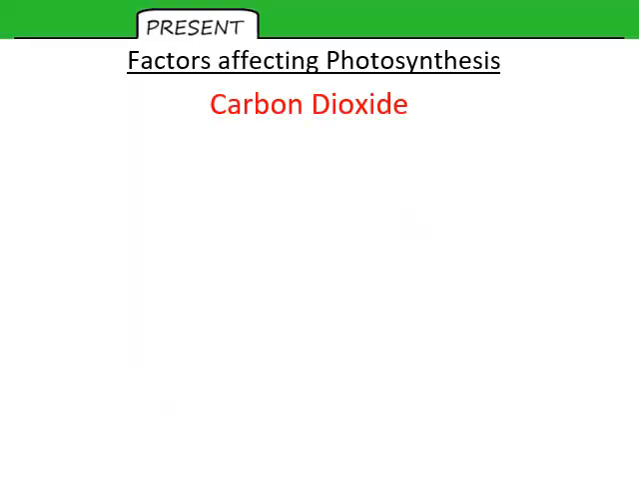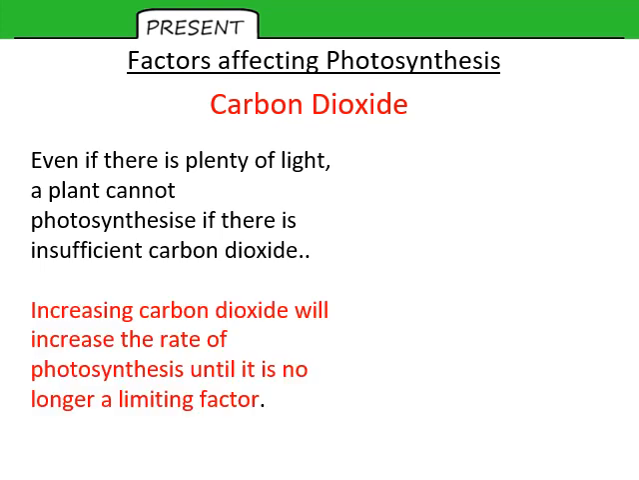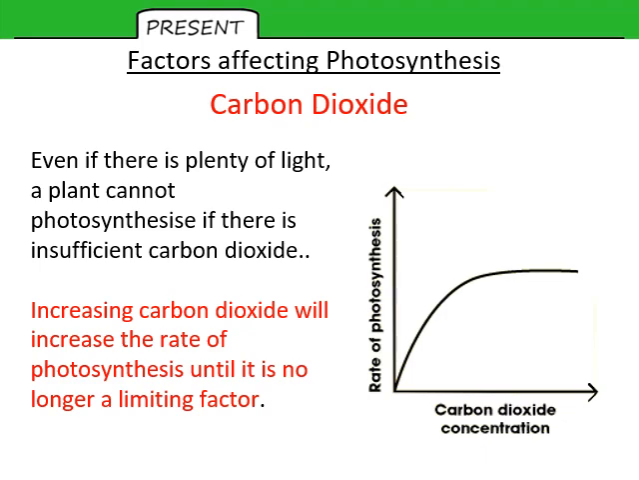So our next factor will be carbon dioxide. And again, just like light, even if we've got lots of light, if there's not enough carbon dioxide being supplied, the rate of photosynthesis will be limited. So increasing carbon dioxide will increase the rate of photosynthesis until it is no longer a limiting factor. And again, just like light, it can present itself like this graph. As you can see, if you increase carbon dioxide concentration along the bottom, the rate will start to increase until it reaches a plateau. And at that point, we know some other factor will be limiting that rate of photosynthesis from increasing. That is likely going to be the light intensity or the availability of water.